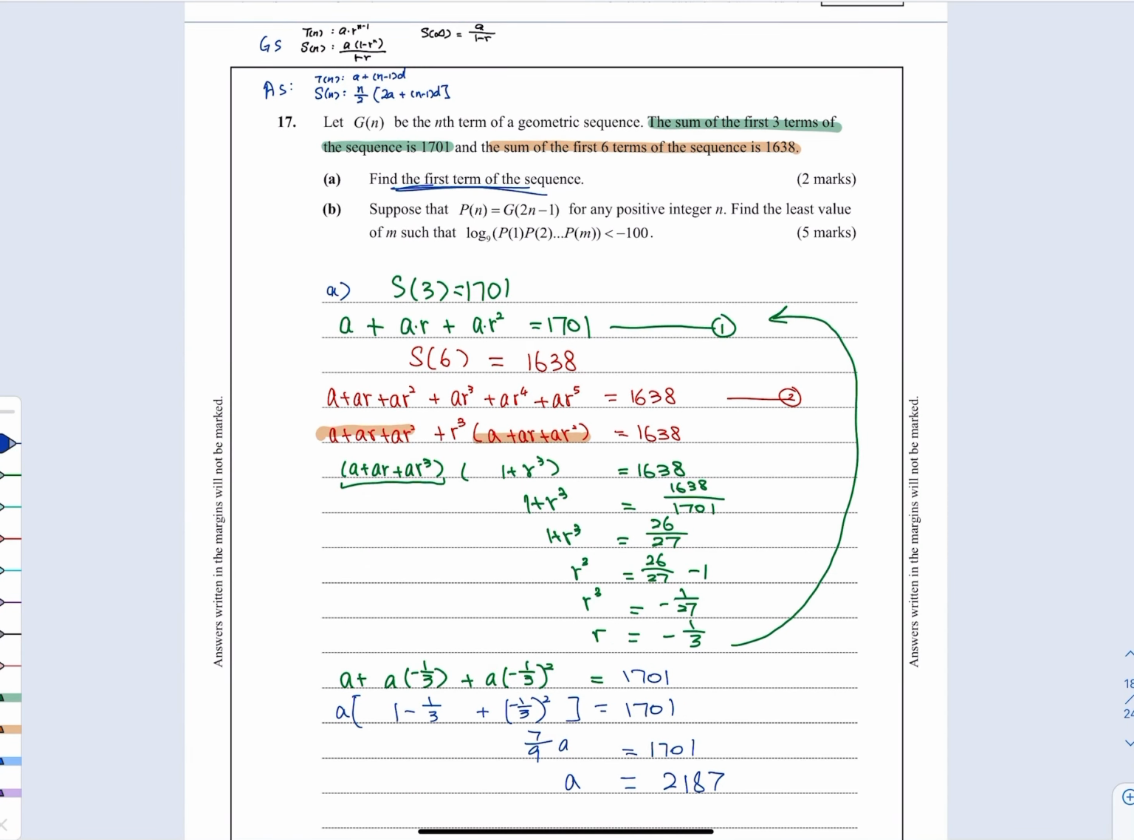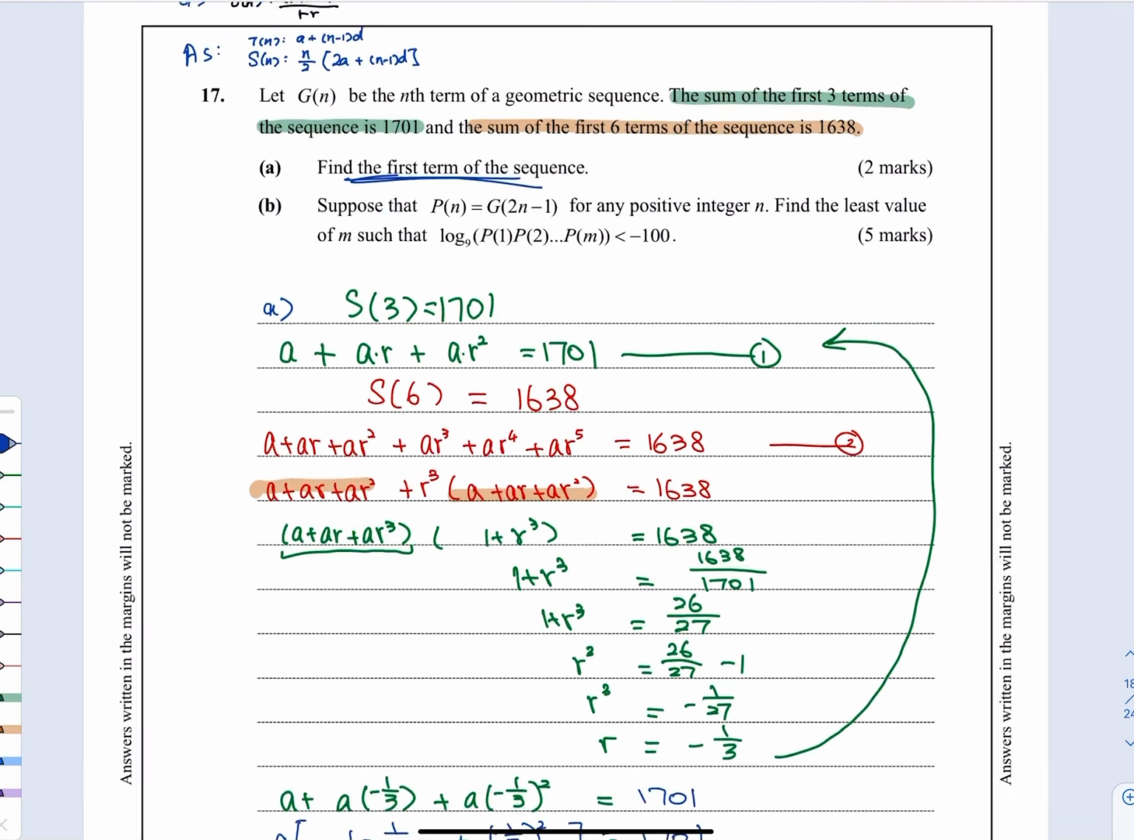Anyways, for part B, I want to continue, but my niece is here. She's making noises. Let me just quickly go through this one first.